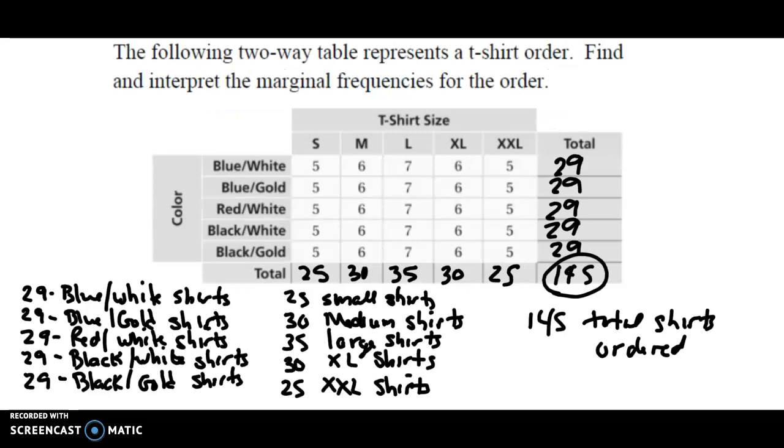Okay, let's see how you did. So we get 29 was the total for all of the different color combinations. 25 smalls, 30 mediums, 35 large, 30 extra large, and 25 double X for a total of 145 ordered t-shirts.